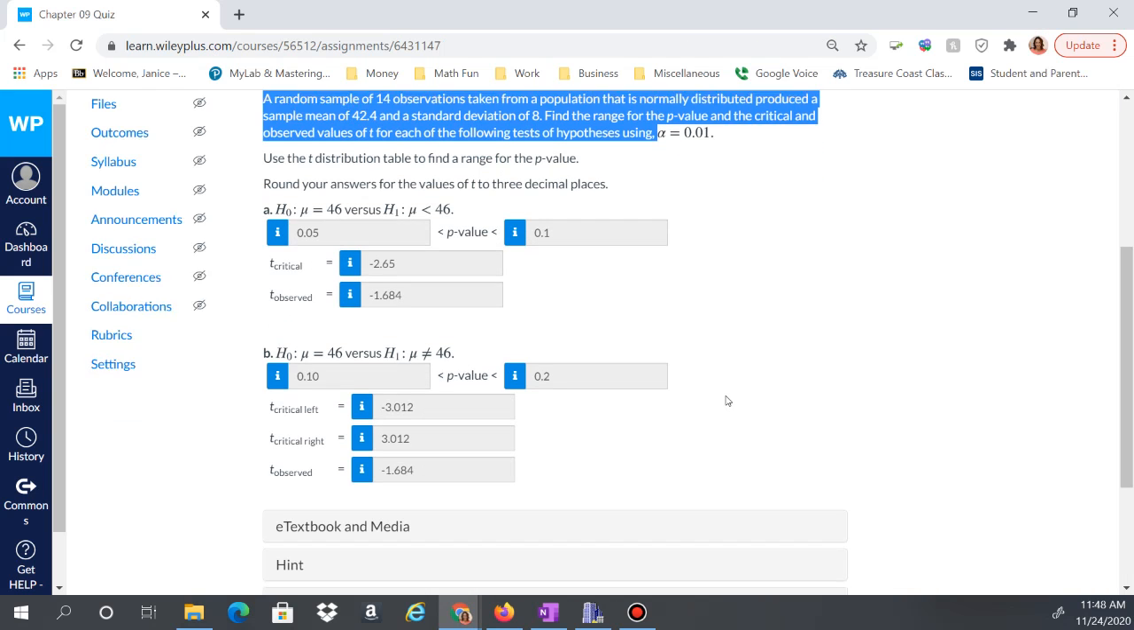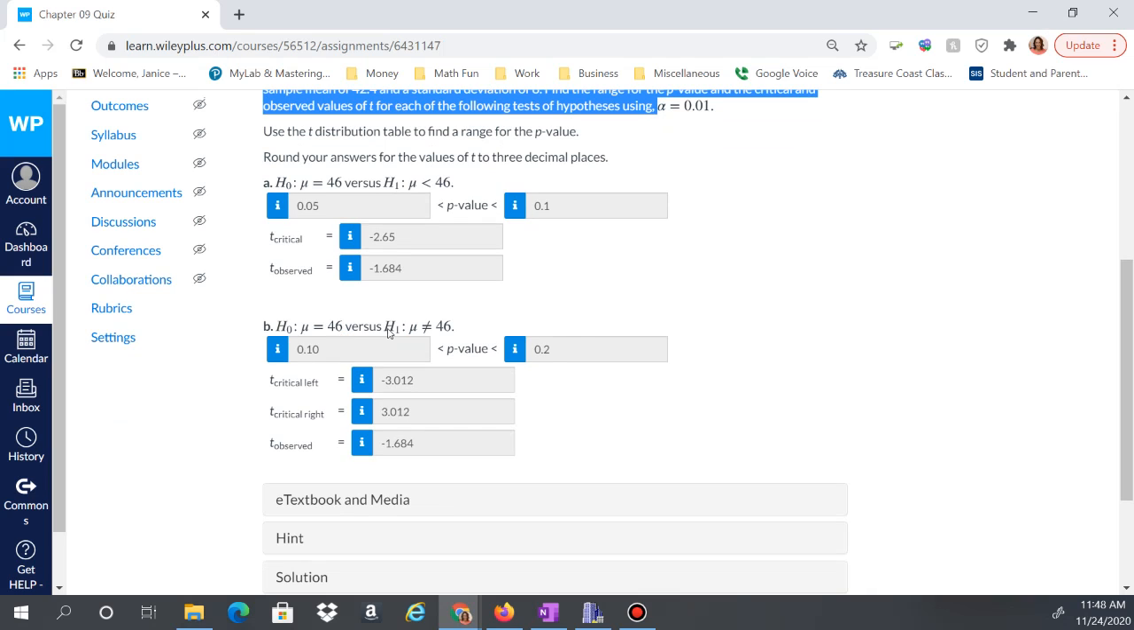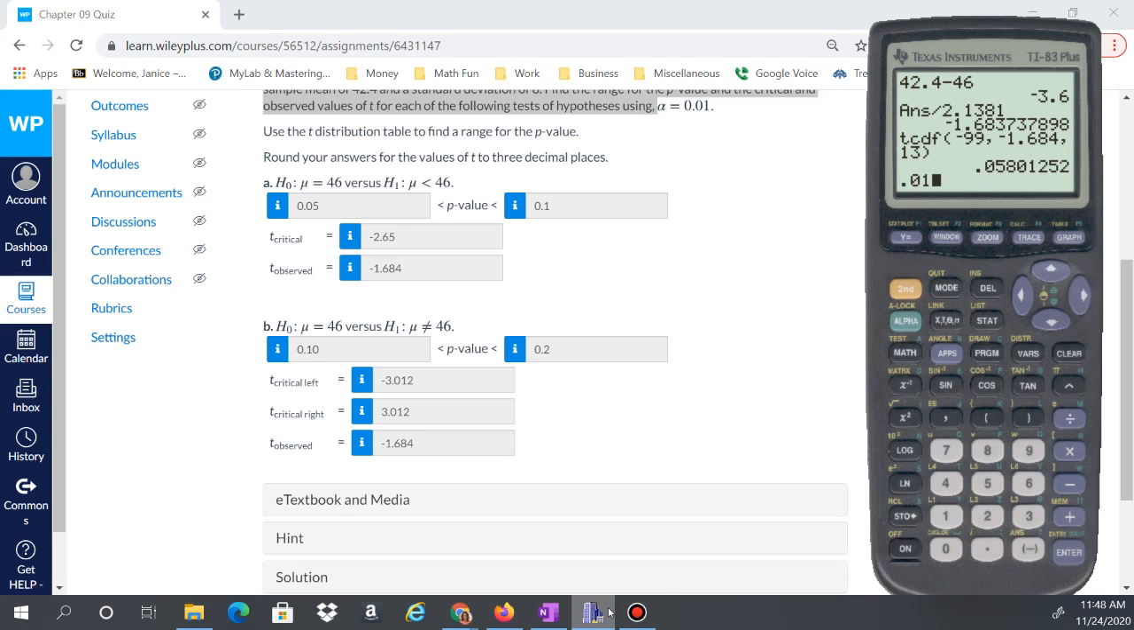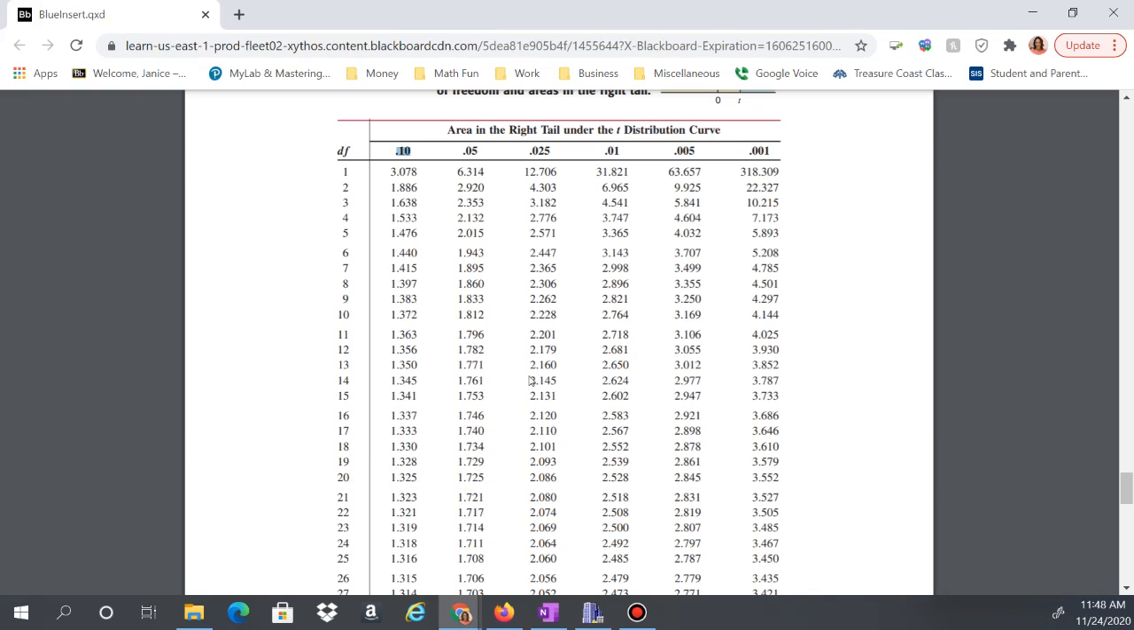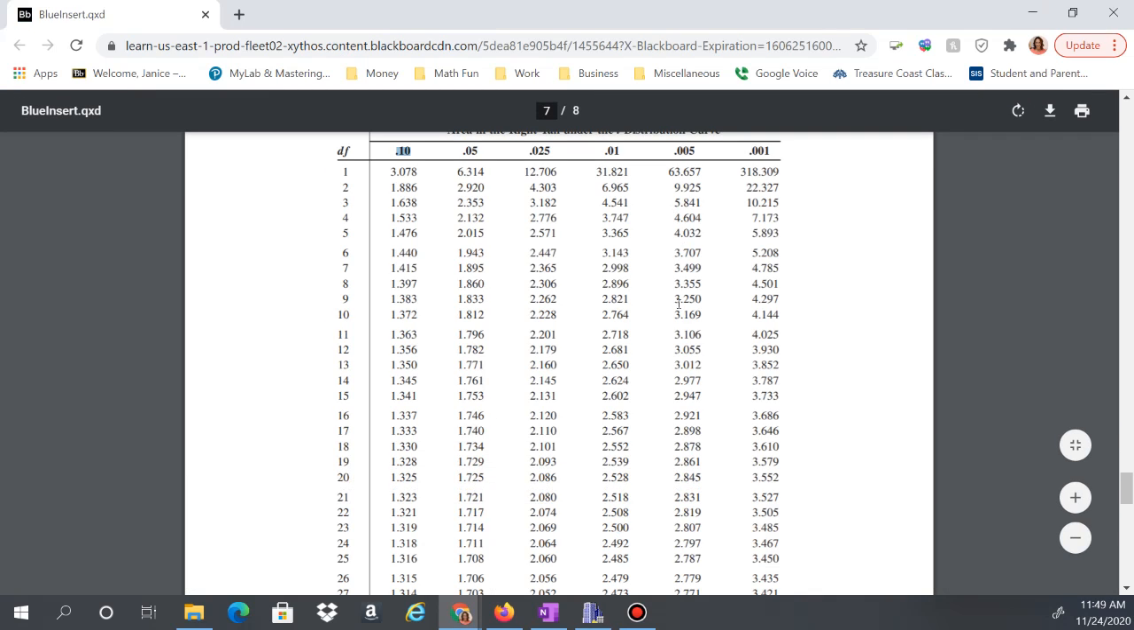Now if we look at the second one, this is a two-tailed test. The critical values are going to be different. The observed value is still the same. The critical values are different because you're going to take the 0.01 and divide it by 2. So you're going to do 0.005 on either side of the t-distribution. If I pull up the t-distribution, 0.005 with degrees of freedom 13 is 3.012. So that's where that critical value comes from.